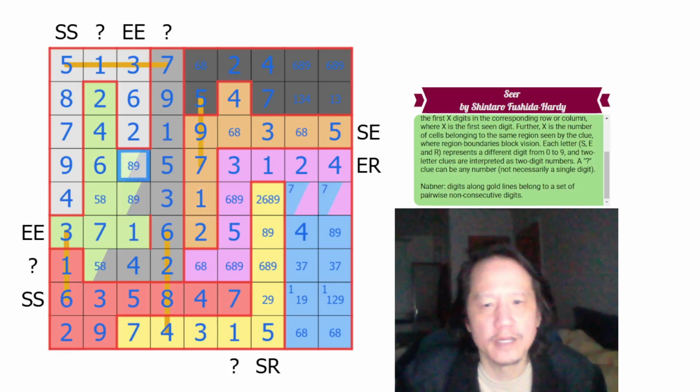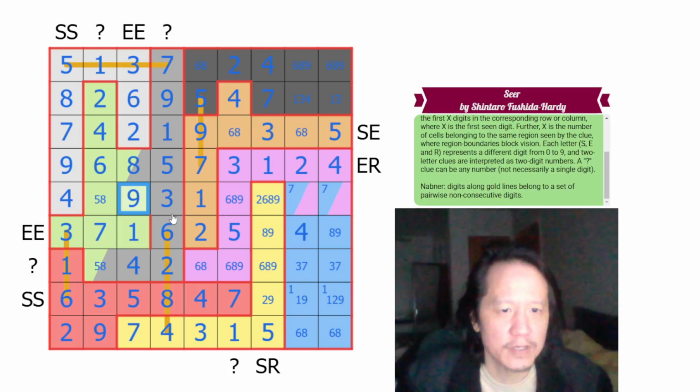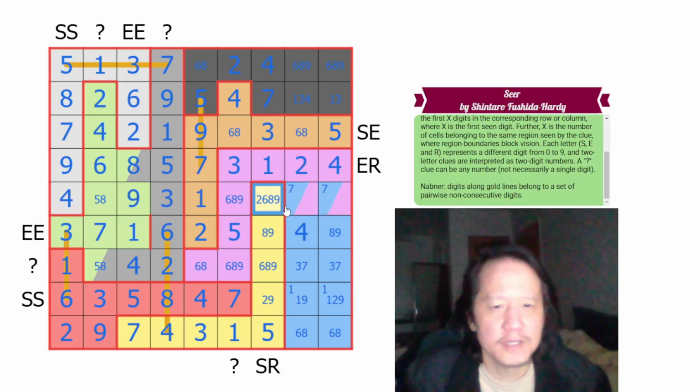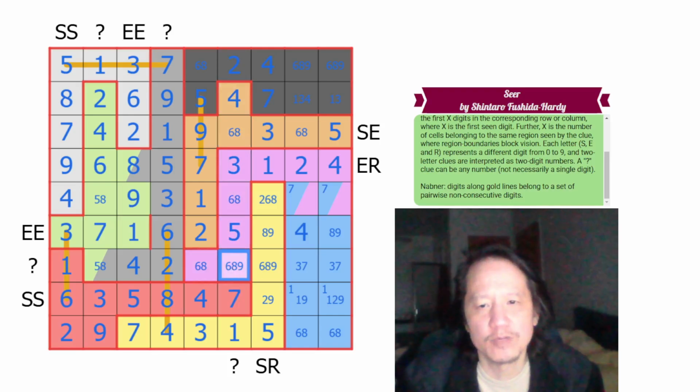Okay, this can't be 9 anymore, so this is 8. This can't be 8, so this is 9, and it cannot be part of dark. Therefore, this is, sorry, medium. So it has to be part of green. This can't be 9 anymore. This can't be 9 anymore. That means we have a 6, 8, 6, 8 pair in column 6, which means the rest of the cells can't be 6 or 8, so this must be 9, which means this can't be 9.